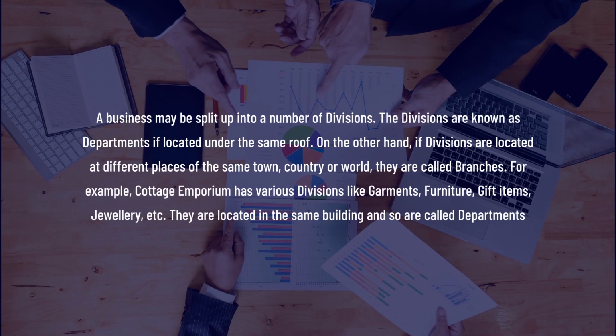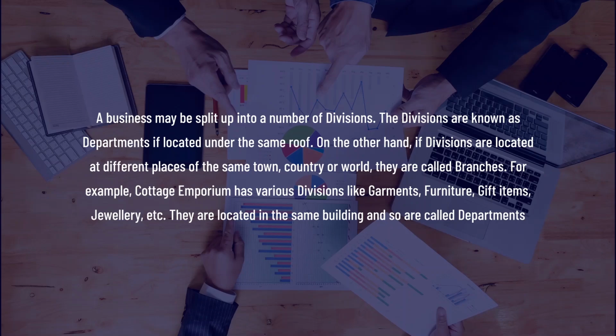Friends, you might be aware that today business is spread worldwide. When a business is split into a number of divisions, these divisions are known as departments if they are located under the same roof. But if divisions are located at different places of the same town, same country or worldwide, they are called branches.